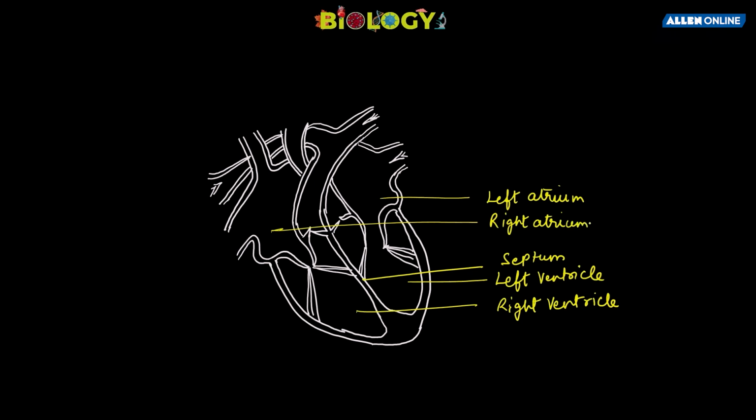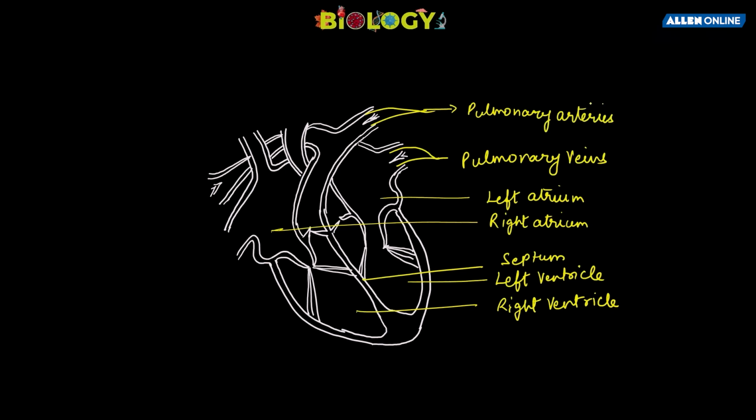Okay, now we'll label the pulmonary veins. So these two vessels are the pulmonary veins which will bring the blood from the lungs, and these are the pulmonary arteries which will take the blood to the lungs. Right, this completes this part. Now we are going to label the vena cava. So here first we will label the aorta. This part is the aorta here.